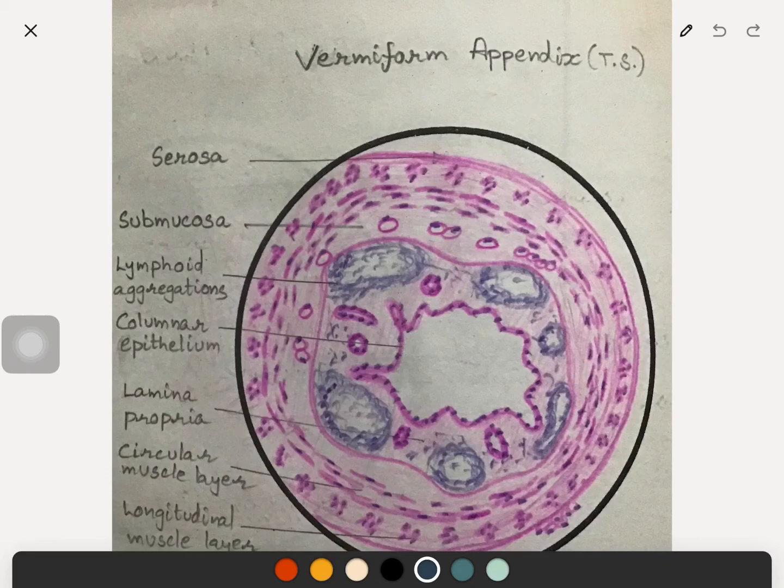Today's class is the histology of vermiform appendix. We are doing the histology of the GIT. We have already completed the histology of esophagus, stomach, small intestine and large intestine. Now we will continue with the histology of vermiform appendix.